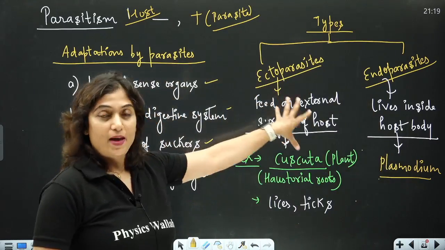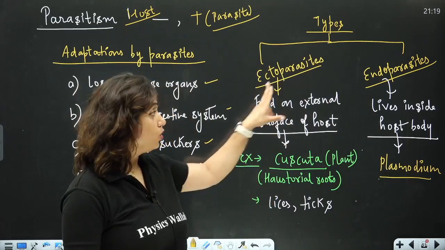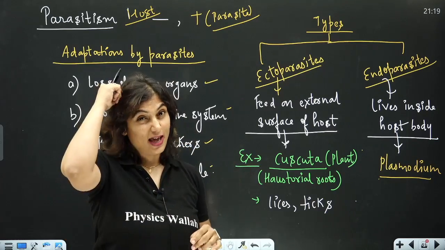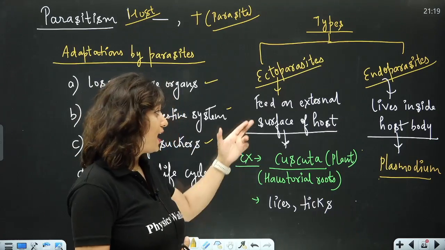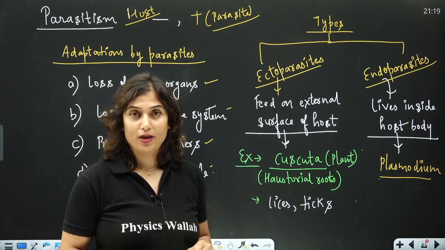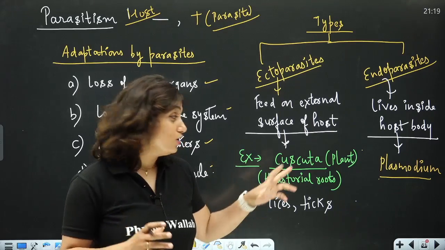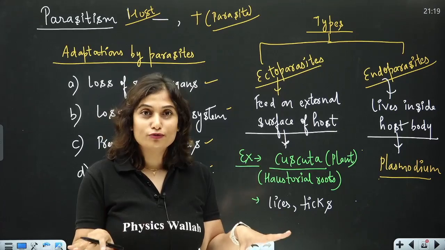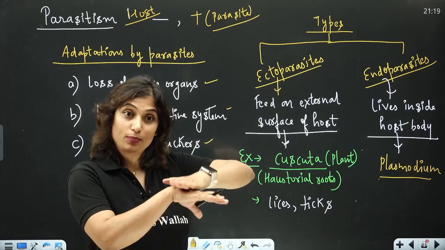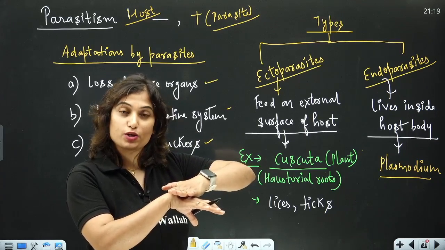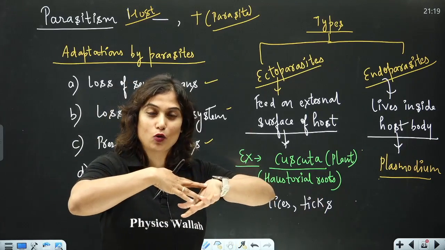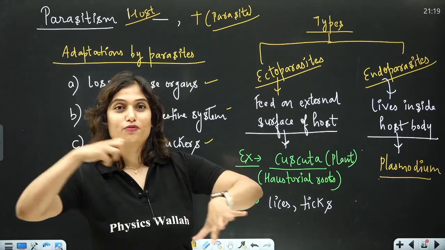Then parasites can be of 2 types, ecto or endo. Ectoparasites live on the surface of the host, like lice on humans, ticks on dogs, and Cuscuta. Cuscuta is a plant which is also called amarbel in common language. It's a non-green plant that does not perform photosynthesis or make its own food. It is present on another plant, the host plant, and develops special roots called haustorial roots. These haustorial roots penetrate into the host plant and take nourishment from it.